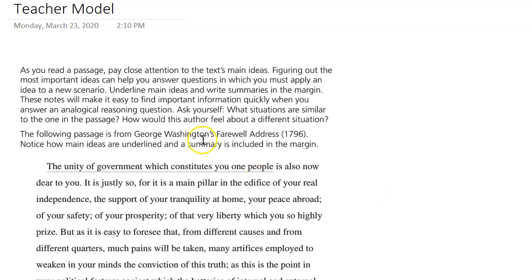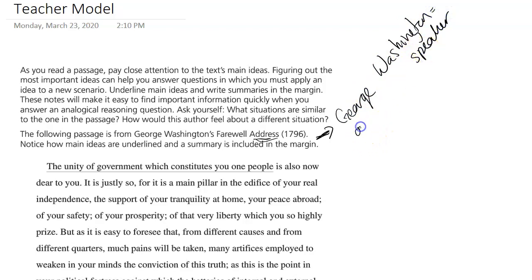So the following passage is from George Washington's Farewell Address, 1796. Notice how main ideas are underlined, and we're going to include the summary in the margins. The first thing I already notice here is that we have a lot of context in this intro text. In that context, this is a farewell address. And so George Washington, who is our speaker, is giving a speech. And if he's giving a speech, he clearly has a motive or a reason for giving that speech. So we're going to be wanting to think about what is that purpose for giving the speech in the first place as we read.